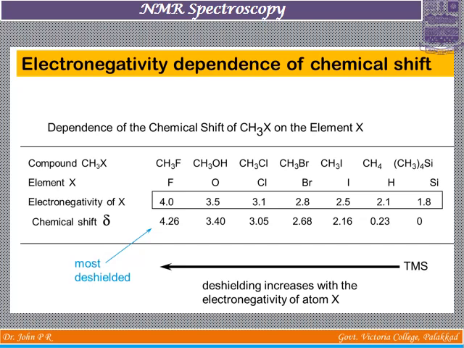So as the electronegativity of the X atom increases, it will again and again reduce the electron density around the hydrogen, and that hydrogen gets thus de-shielded. So when we move from X equal to iodine to X equal to fluorine, the chemical shift value shifts from 2.16 to 4.26.